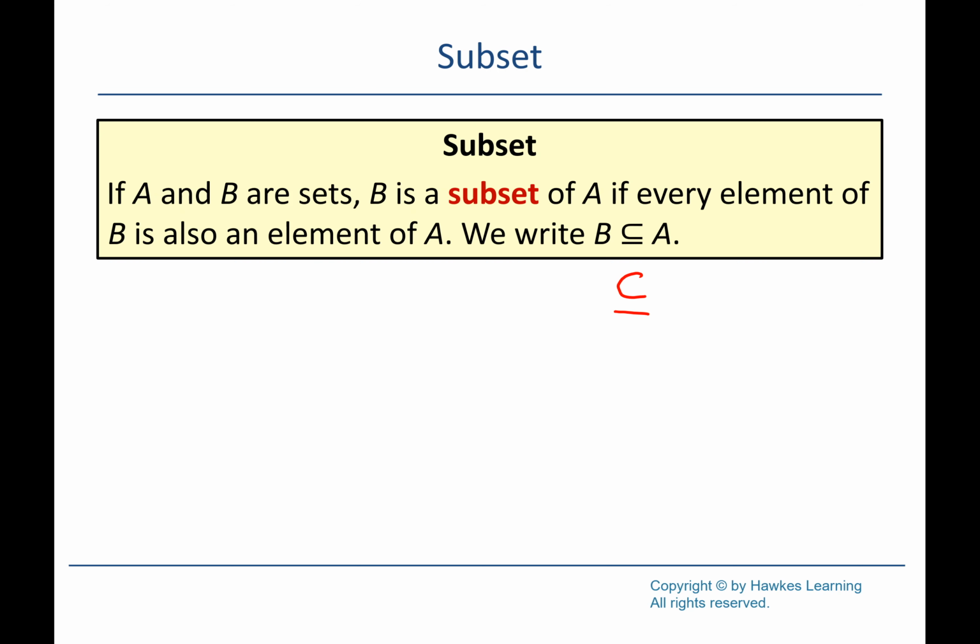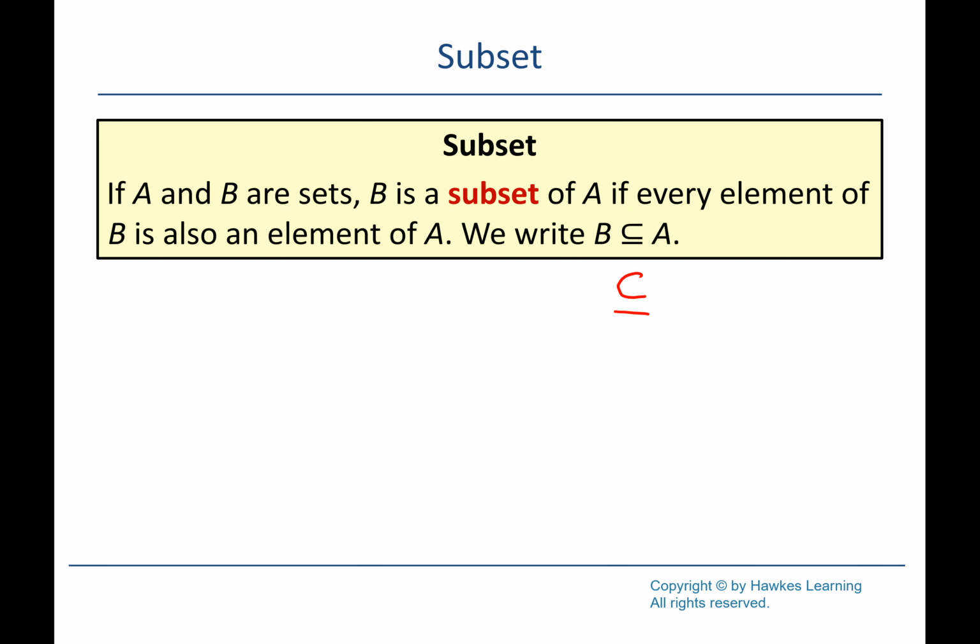We can't say one set's less than another set, but we can say one's a subset of another. That's a subset. So next we need to think about how we could represent that on a Venn diagram. Represent one set being a subset.